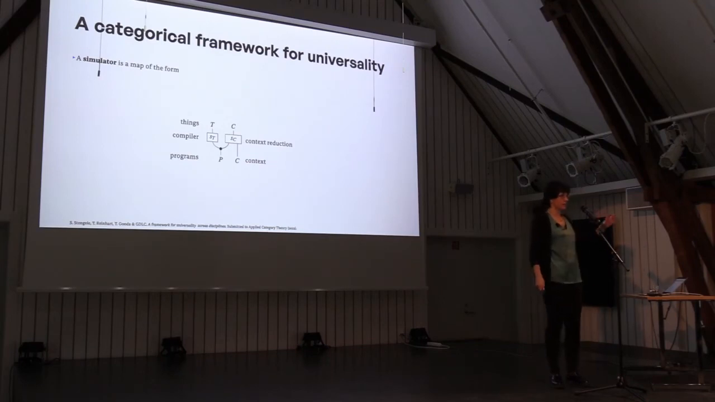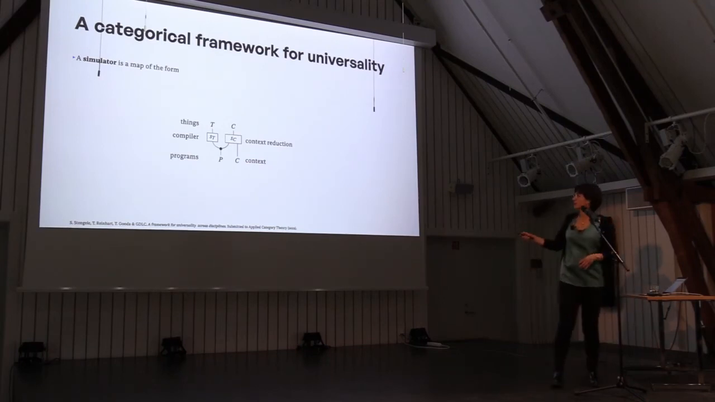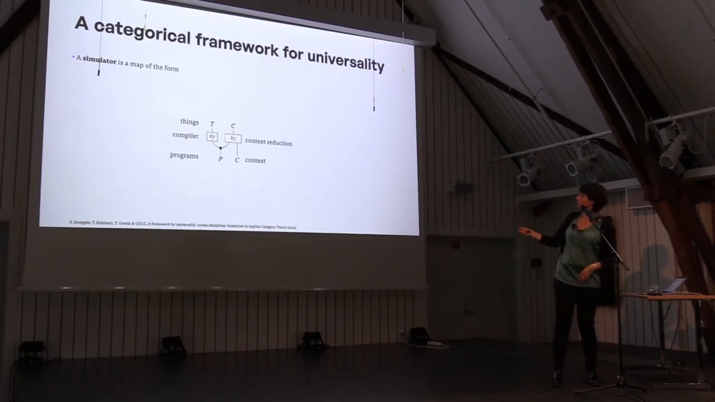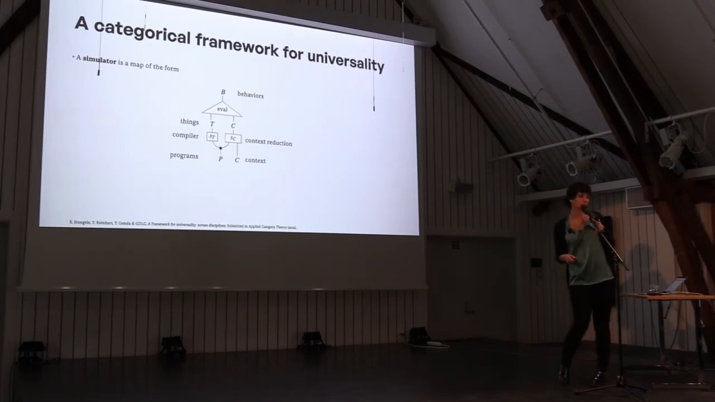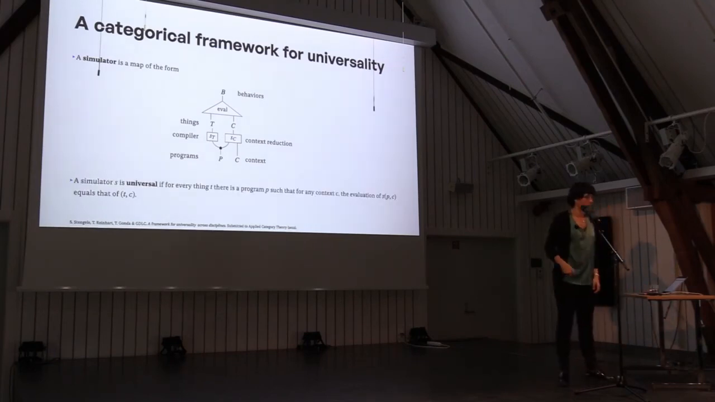So we have a basic object called a simulator, which is a map from something called programs. So you're supposed to read this from bottom to top. So it's a map from programs and a context. It's a map that splits in this way with something we call a compiler and a context reduction. And it ends up in this, we call these things, and C is again the context. And on top of that, there's going to be a map that we call eval, which results in some sort of behaviors.